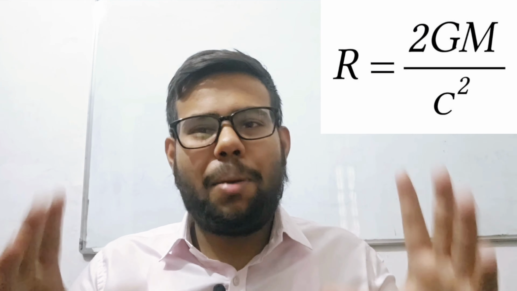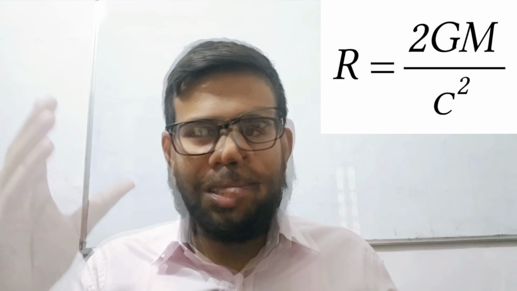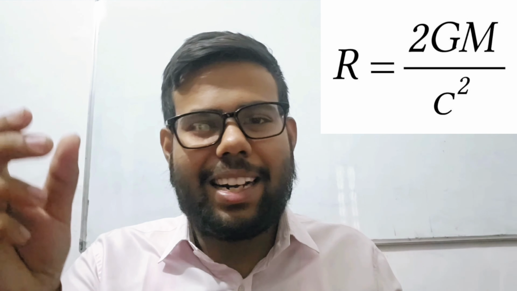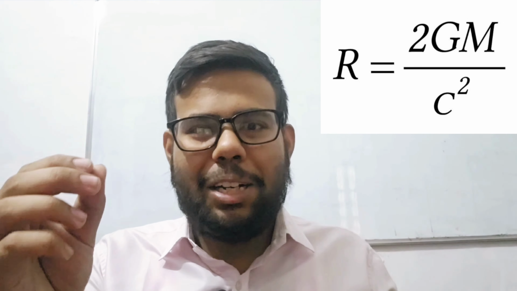Now, what is the Schwarzschild radius? Suppose you have a planet or a star of mass m. If you want to make the escape velocity with respect to that planet or star equal to the speed of light, you need to compress it to some radius, which is called the Schwarzschild radius. For example, for Earth, it's about 0.88 centimeter, and for the Sun, it's about 2.9 kilometers. So basically, if you compress Earth to 0.88 centimeter, then it will become a black hole.